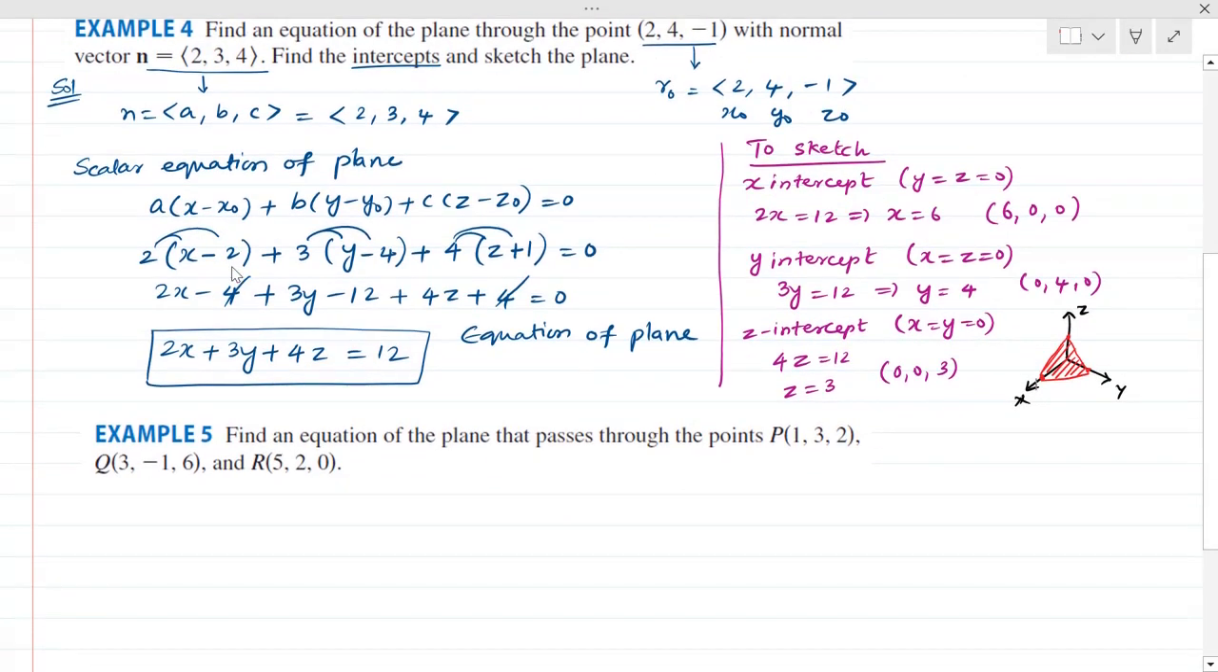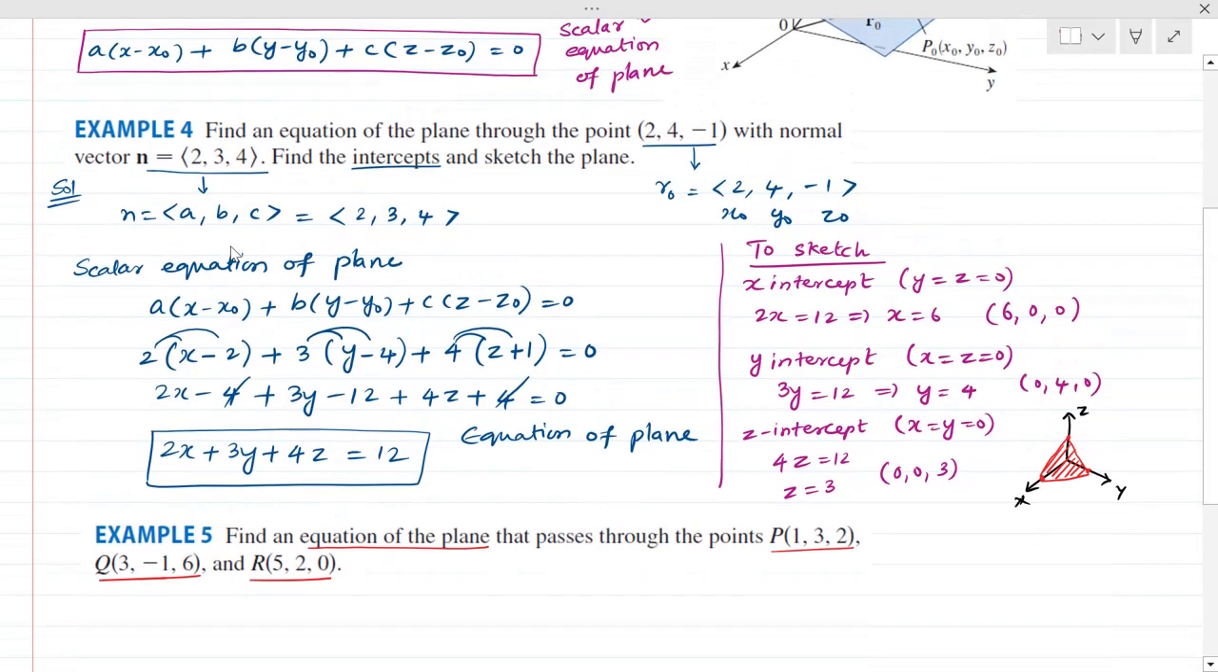Now, coming to the next problem, find the equation of a plane. Here also the same question is being asked, but here 3 points are given, unlike the previous example. In the previous problem, you had one point and one normal vector directly given. With a normal vector given, we could do it directly.